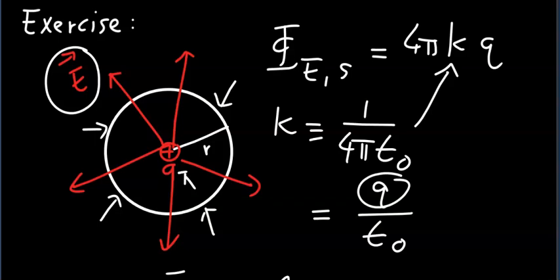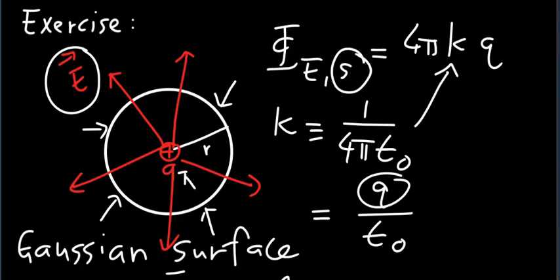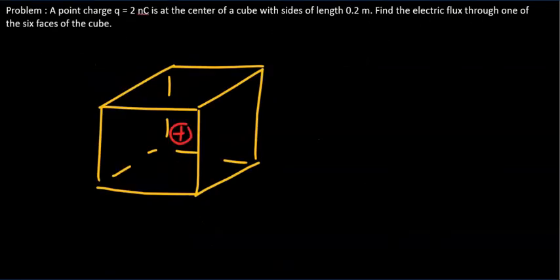within that surface. When defining Gauss's law, all these closed surfaces have a name. They are called Gaussian surfaces. So in this example, the Gaussian surface is this spherical surface. Let's look at the following problem. A point charge of 2 nanocoulomb is at the center of a cube with sides 0.2 meter. Find the electric flux through one of the 6 faces of the cube.